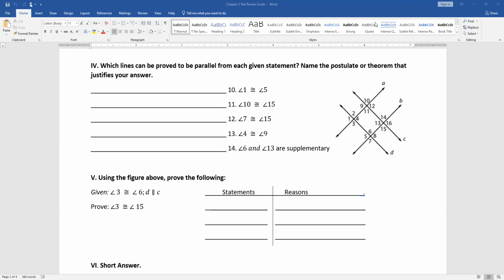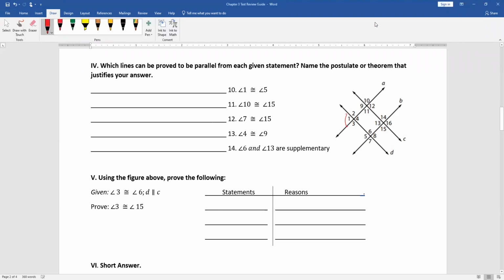So when we look at number 10, you have to look at angle 1 and angle 5. Angle 1 is here. Angle 5, where is angle 5? Angle 5 is right here. If those two are congruent, if their angles are the same, then what two lines are your parallel lines? And what is your transversal? So A and B, and D is your transversal.